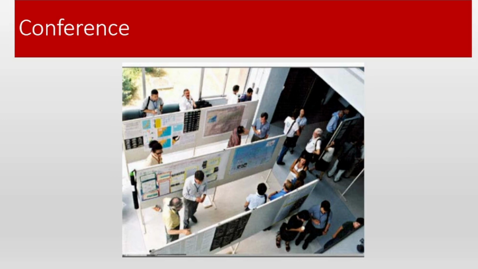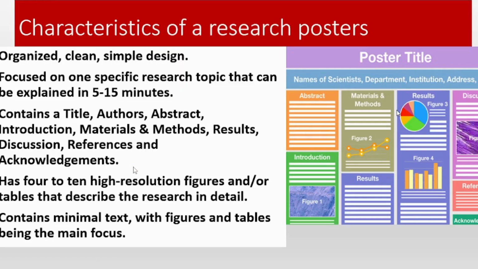So characteristics of a research poster. So the first thing you need to know is that a research poster should be well organized. It should also be clean and it should have a simple design. Now the focus of your poster should be one specific research topic, and this should be something that can be explained in 5 to 15 minutes. So the contents that are important include the title, authors, abstract, introduction, materials and methods, results, discussion, references, and acknowledgements.